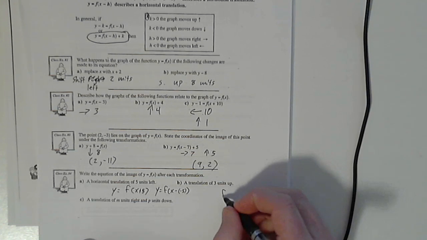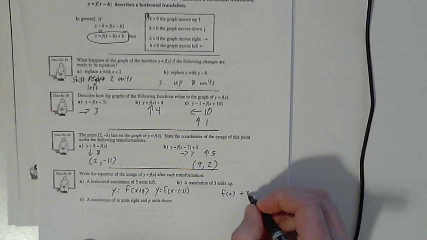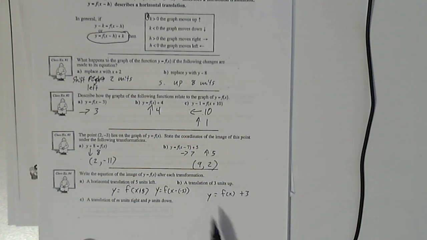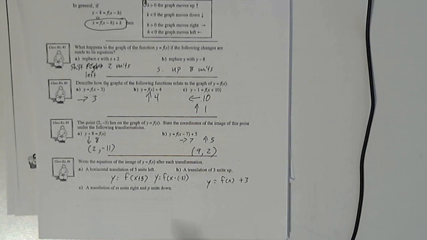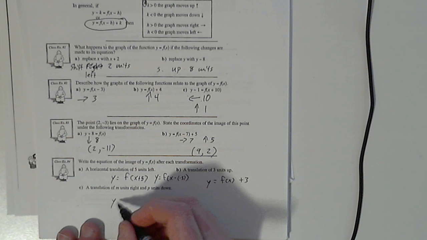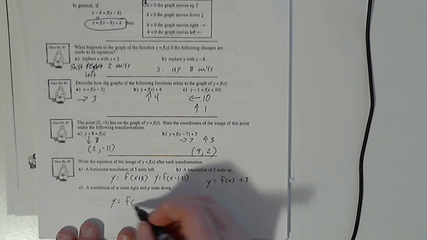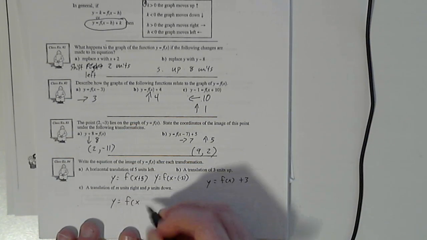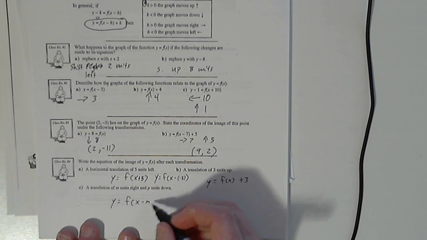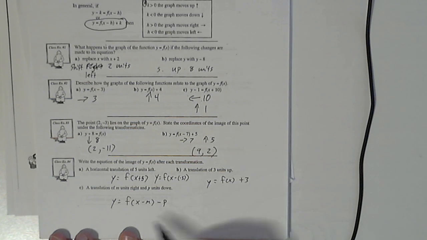Translation 3 units up, well, that's going to be f of x plus 3 on the outside. Y equals. You have to use y equals, you can't use f of x twice. So if you are talking about the translation on the function, you actually need to use a y as well. It's a little bit silly that way. A translation, m units right and p units down. So y equals f of x, m units right, so minus m is positive. And p units down, so you actually have to subtract p, or add negative p. Should be that one.